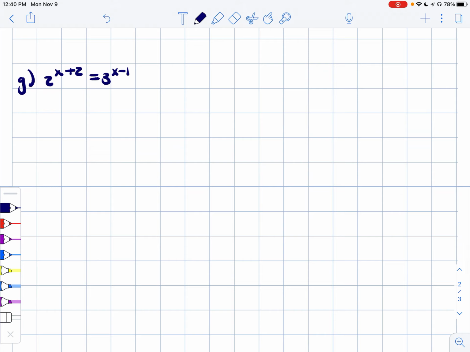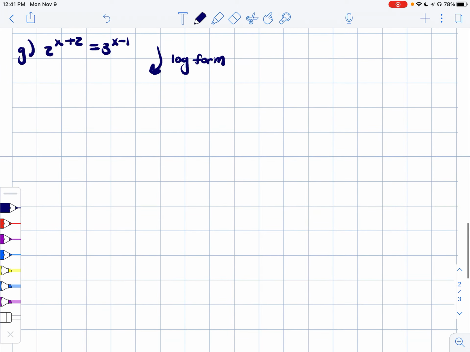All right, so this one's a little bit different because we have an exponential piece on both sides, but we don't have the same base. So 2 to the power of x plus 2 equals 3 to the power of x minus 1. Because we don't have the same base and we can't get the same base, we're going to switch this into log form using the definition. I'm going to change this to the log base 2 of 3 to the power of x minus 1 is equal to x plus 2. Okay, so switch that into our equivalent log form.